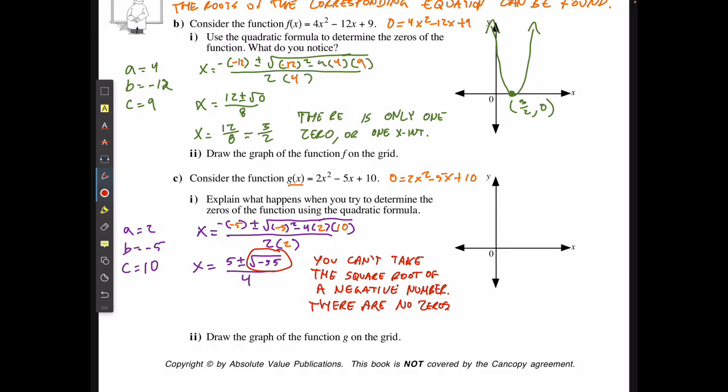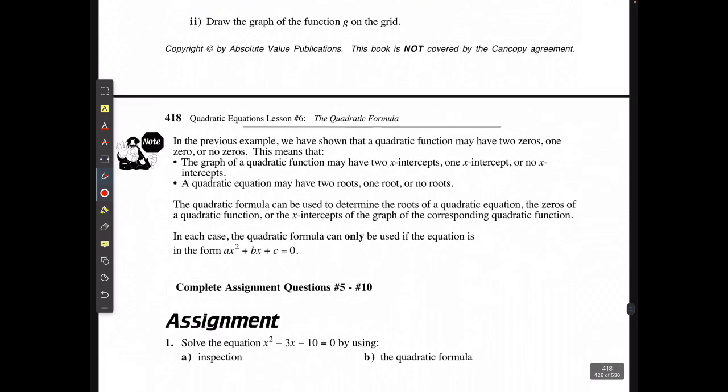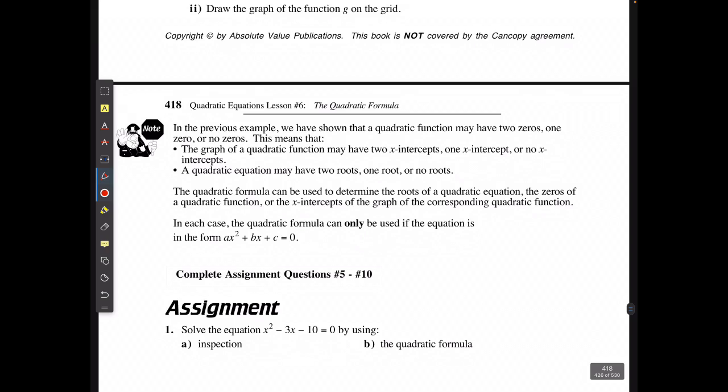When I graph this out, my function looks something like this. And as we've already seen, you can have no x-intercepts. If there's no x-intercepts, that means that there's going to be no real roots and no zeros. So this is absolutely possible. We can have two solutions. We can have one solution like we saw in the last example, or we can have no solutions, just like we can have two x-intercepts, one x-intercept, or no x-intercepts. So those are my possibilities.